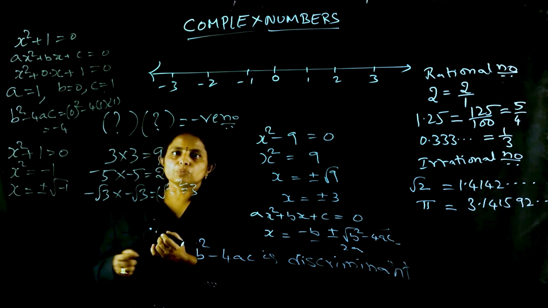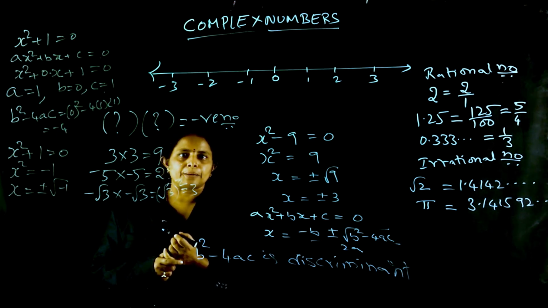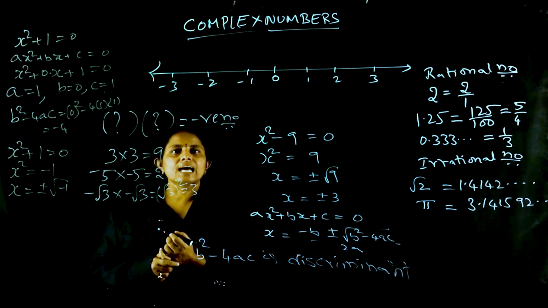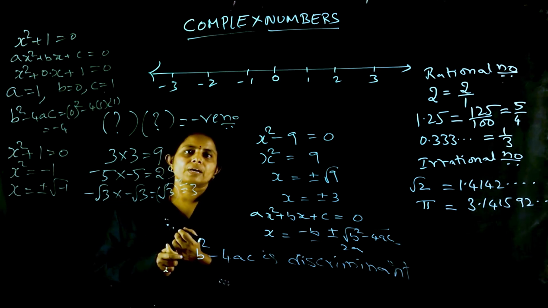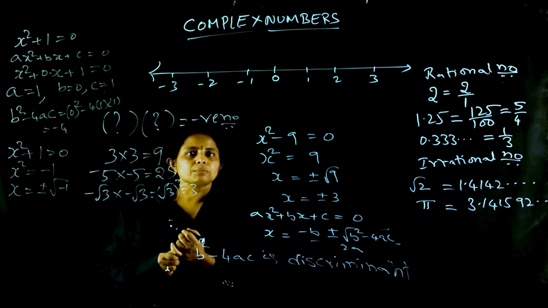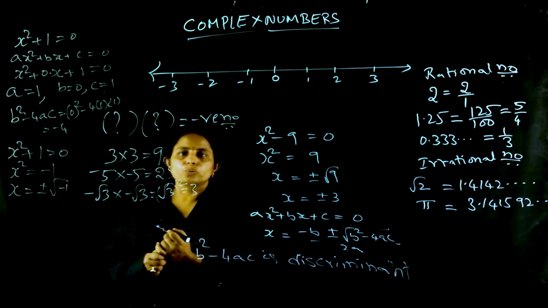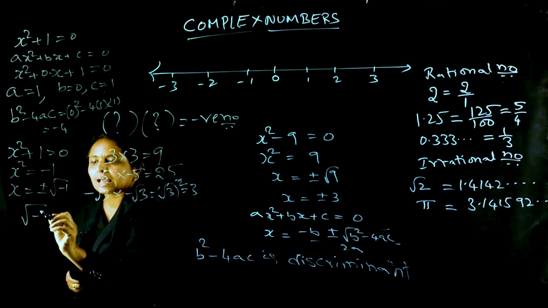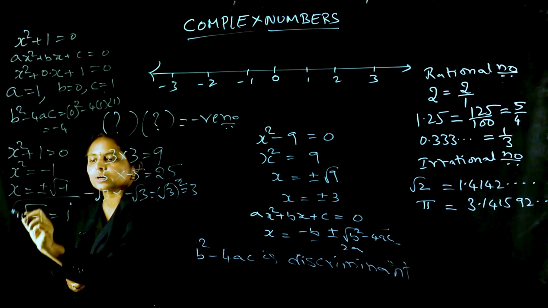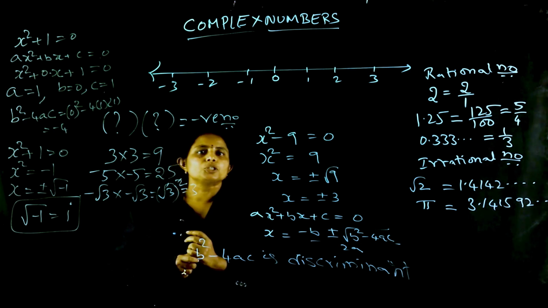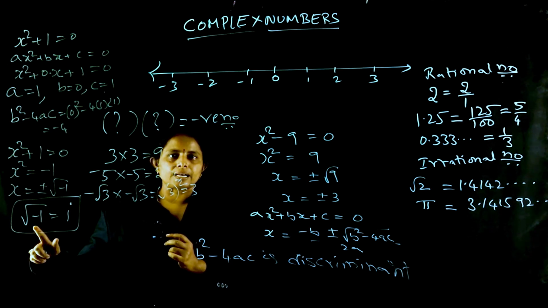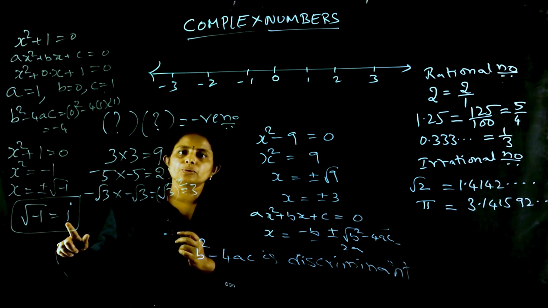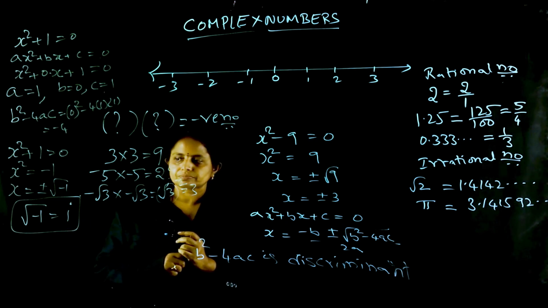To overcome such a problem, or to solve such equations, in the 16th century, an Italian mathematician, Cardan, tried to solve such types of equations which have negative discriminants. In the 18th century, the mathematician Euler gave the value to under root negative 1 as i, which is called iota. i is iota and i is a unit imaginary number. So, under root negative 1 is given as i, which is a unit imaginary number.